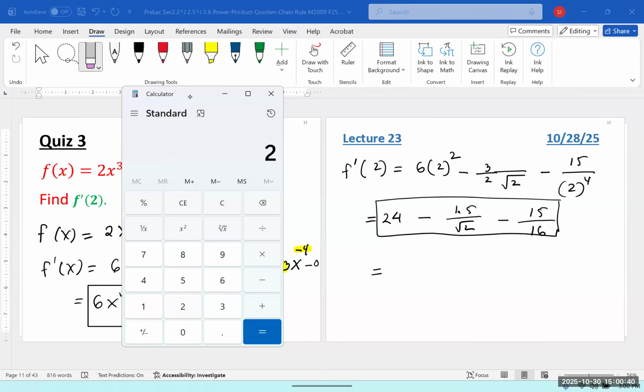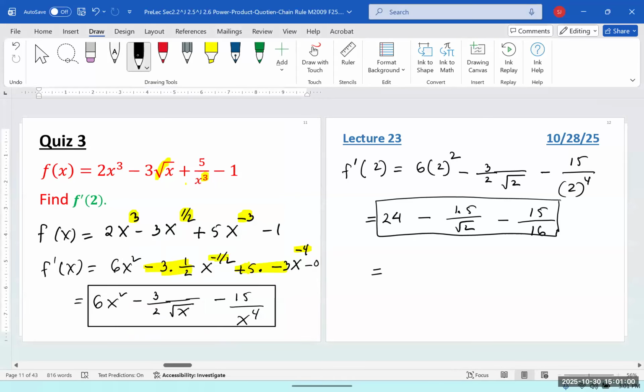So we have 24 minus 1.5 divided by square root of 2 minus 15 over 16, 0.057. So if you see this question in the calculator part in the exam, you need to find the final answer. But in the quiz, this is fine.